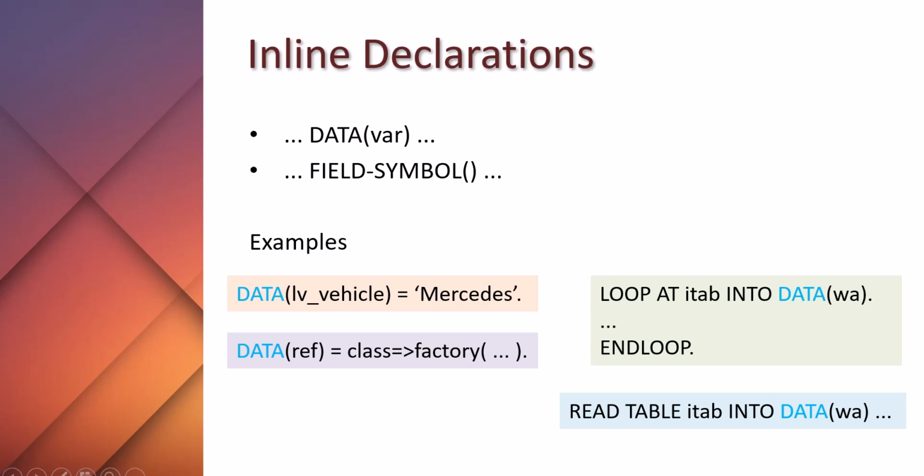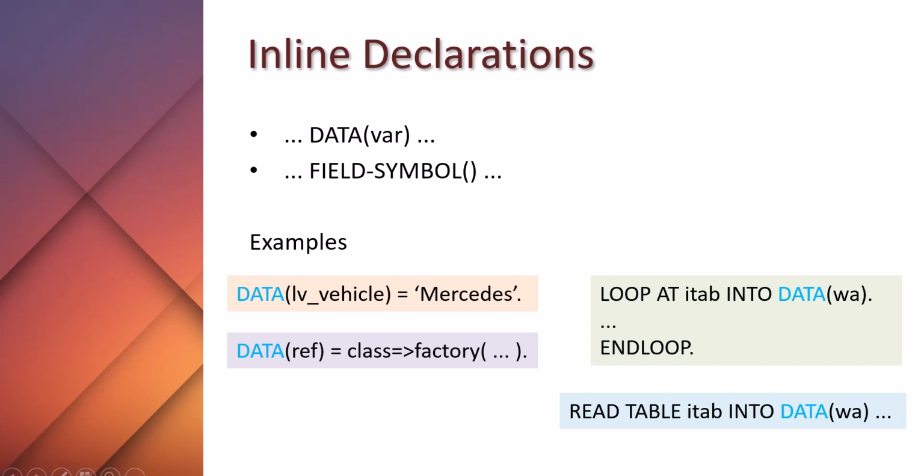Inline declarations are a new way of declaring variables and field symbols. An inline declaration works like a short form of the declaration statement. If used correctly, inline declarations are an excellent way of making programs leaner and easier to understand.